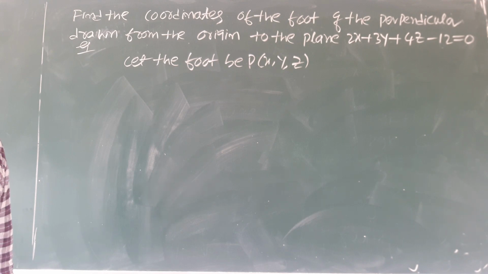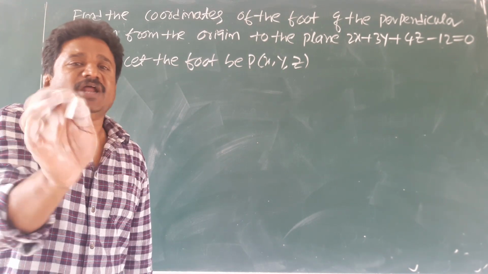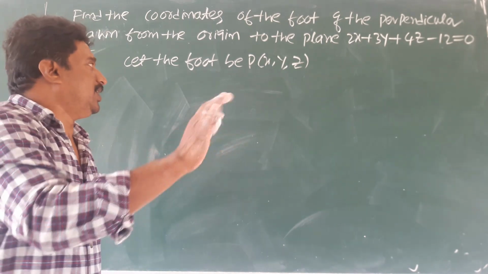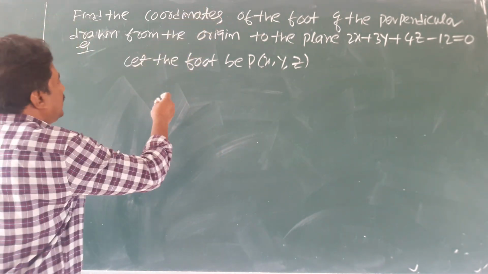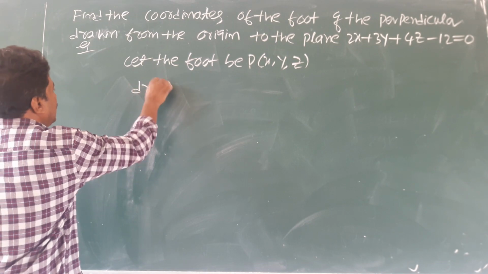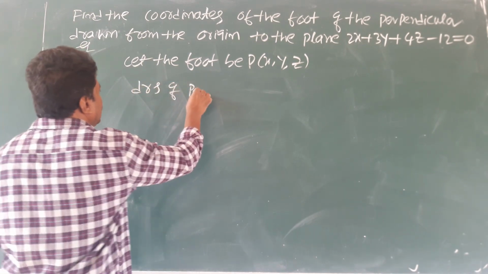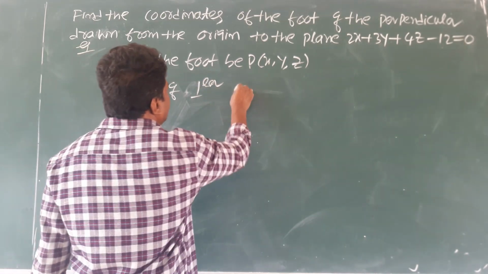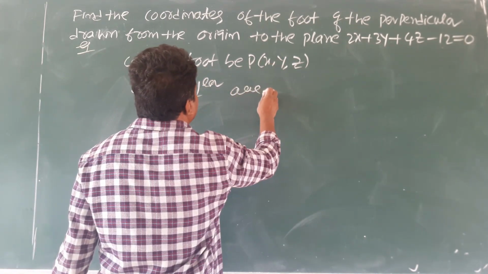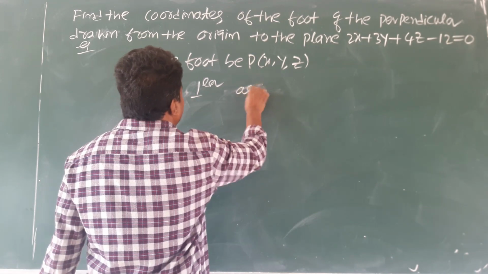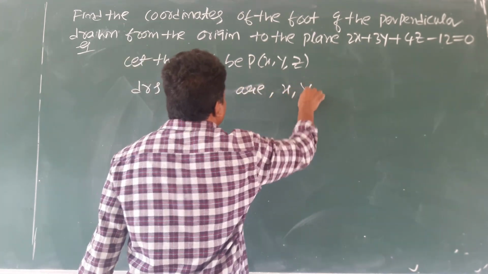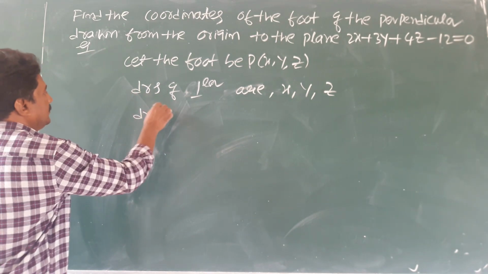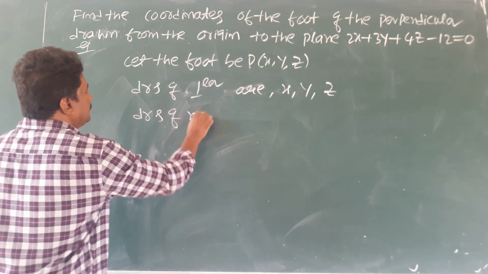So directly solve, students. Figure and all those are not required. No marks for figure and all those. You try to solve directly. DRs of the perpendicular are x, y, z. Next, DRs of the normal.